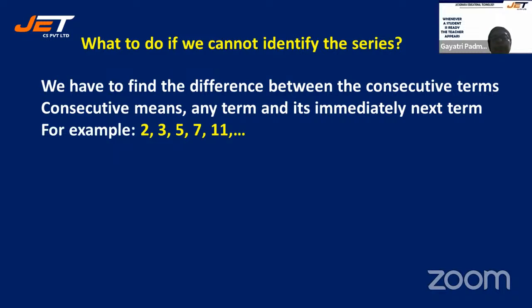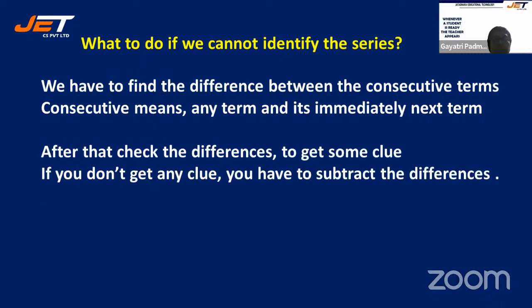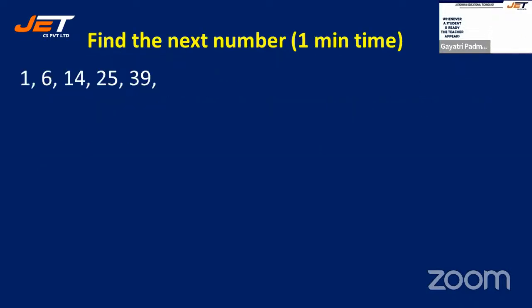For example, you have 2, 3, 5, 7, 11. 2 and 3 are consecutive terms. 3 and 5 are consecutive terms. 5 and 7 are consecutive terms. Right? So we have to find the difference between the consecutive terms. After that, check the differences to get some clue. If you do not get any clue, then you have to subtract the differences. Right? Yes. Now let's do this.